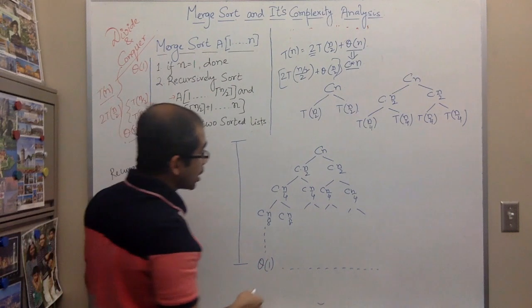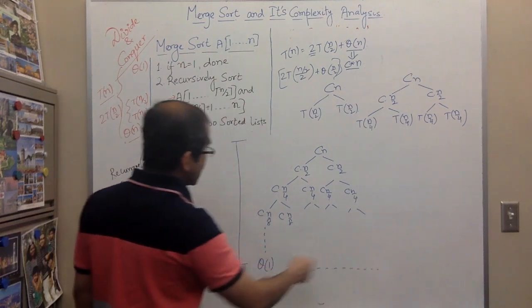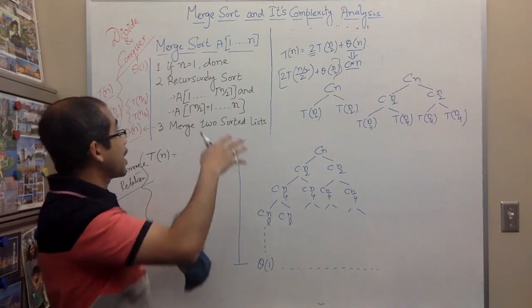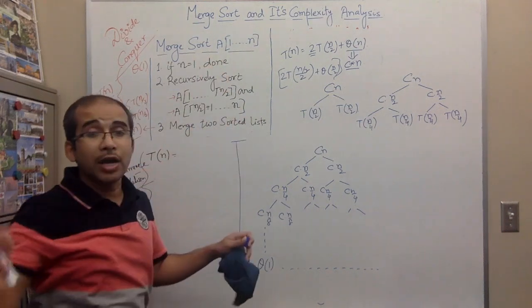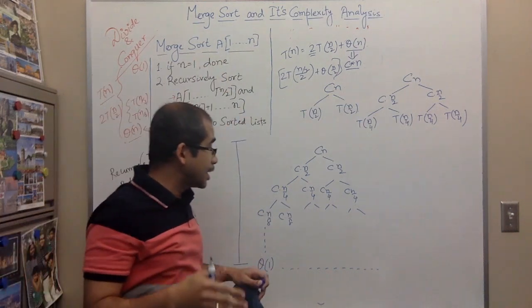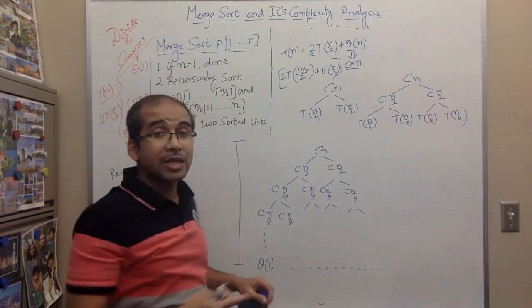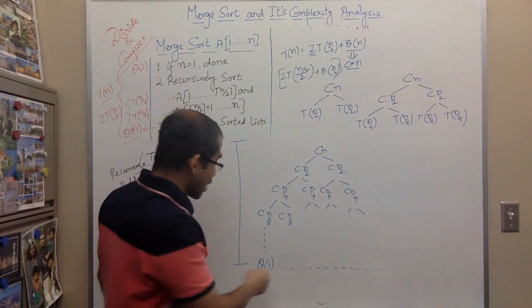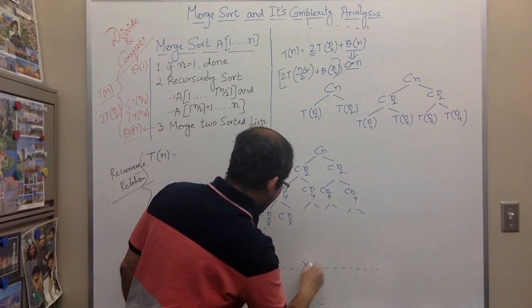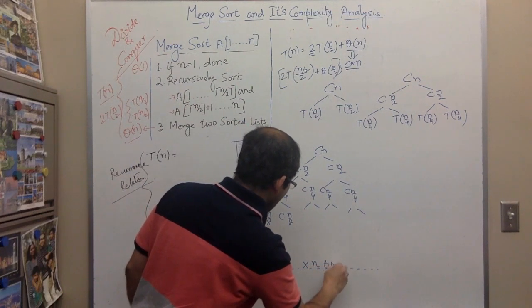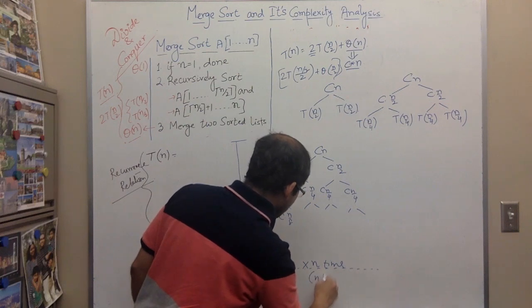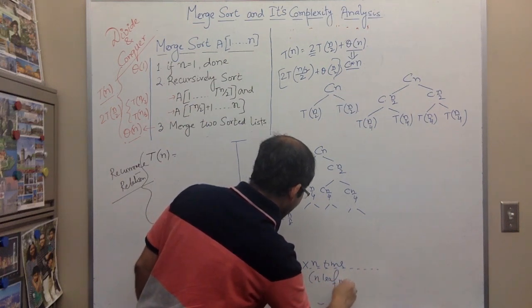So the theta 1, and how many such are there? If you have an n element array, you keep dividing every time, and finally there will be n number of one element arrays. So n number of one element arrays, theta 1 will be n times. n number of leaf nodes, we can say n leaf nodes.